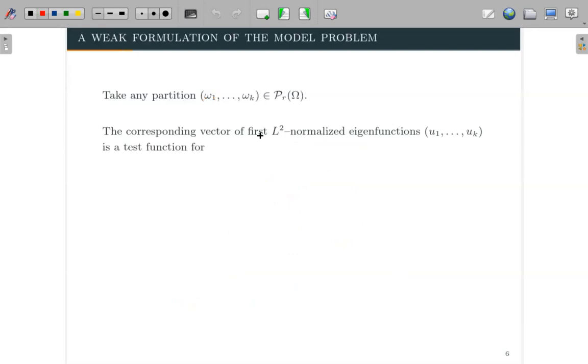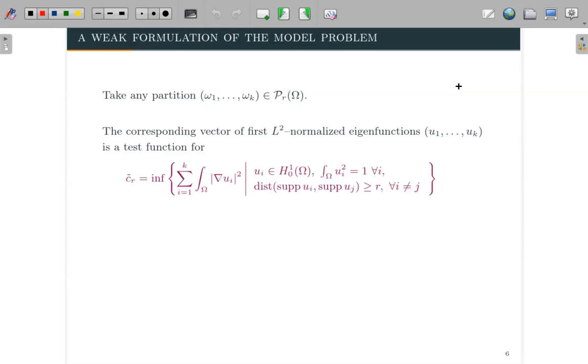Okay, so before going into the results and a bit more of a literature review, let me explain that there is a very natural weak formulation of the problem. Using, instead of sets, let's use functions that you can think of as densities of something, okay? For instance, particles, if you want particles. So suppose that you take a partition, okay? And now in each one you have a first eigenvalue, take the eigenfunctions, okay? Then they will be a test function of this, okay?